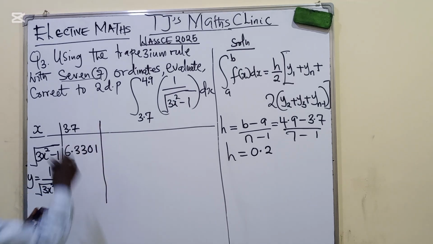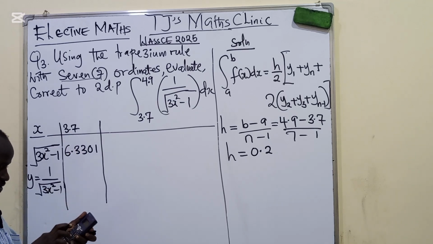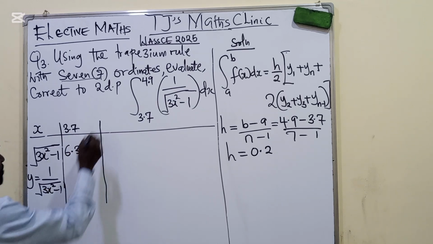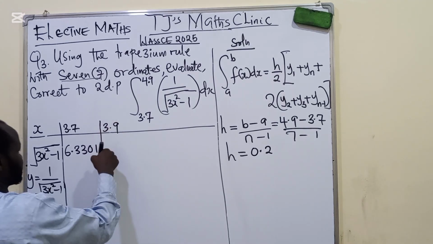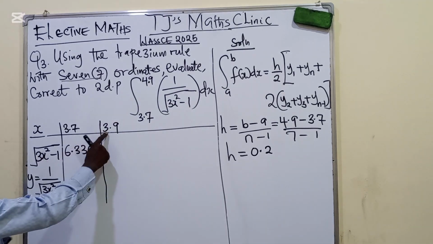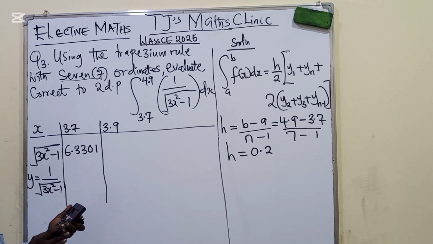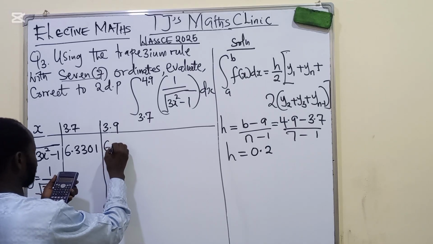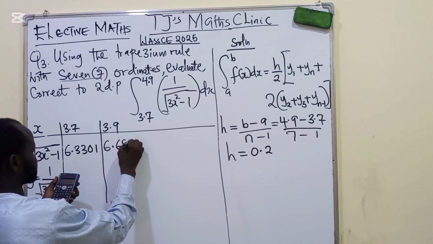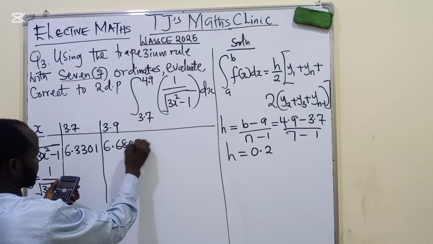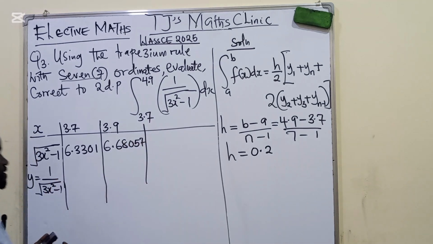Then for the next one, we add 0.2 to this 3.7, that is 3.9. Let's get this one. We do the same. We plug in 3.9 squared multiplied by 3 minus 1. What are we going to have? 44.63. So we take the square root of 44.63. Then we have 6.68057 to 4 decimal places. We draw a line like this.